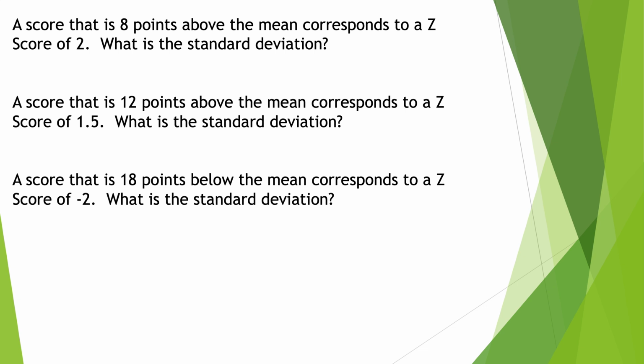What is the standard deviation? Okay, so that 8 points above the mean is a z-score of 2, which means it's 2 standard deviations above the mean. So 8 divided by 2 works out to be 4. So what we can say is the standard deviation is 4. You try the next one.